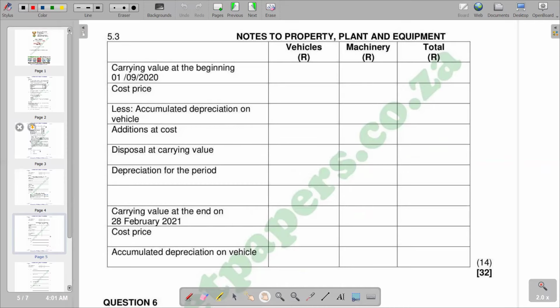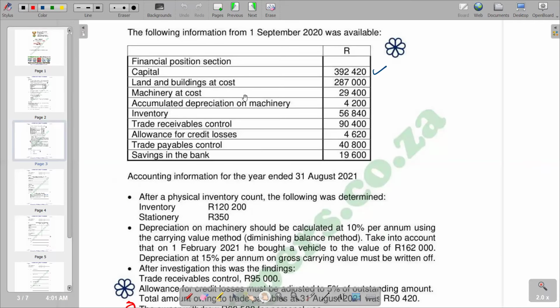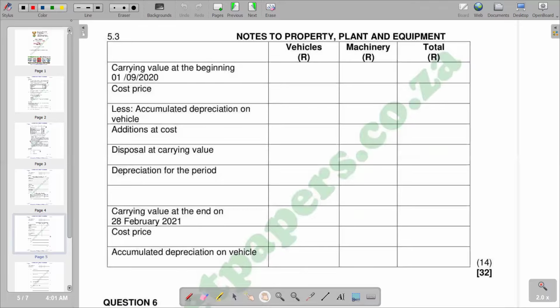For machinery, at the beginning, we are having cost being 29,400. So we take our cost as 29,400. We can just put in the row for costs 29,400. Then we check for accumulated depreciation.